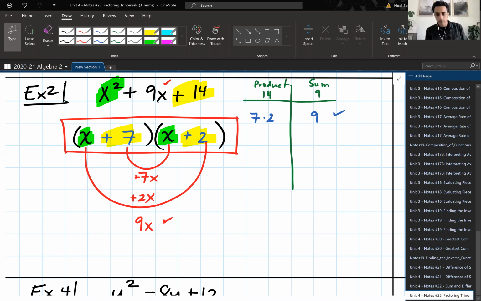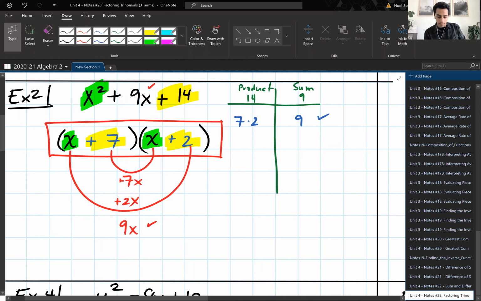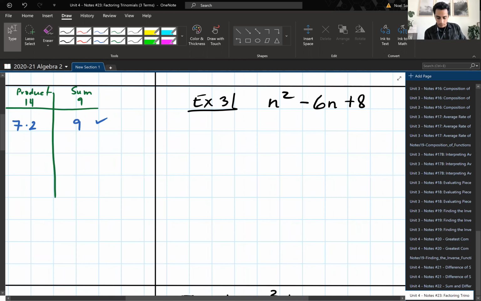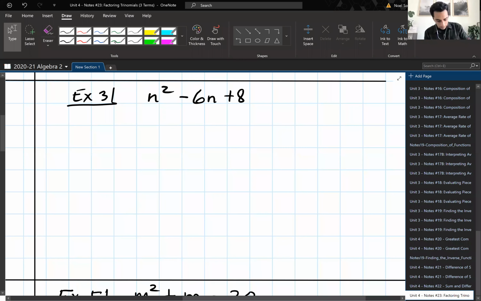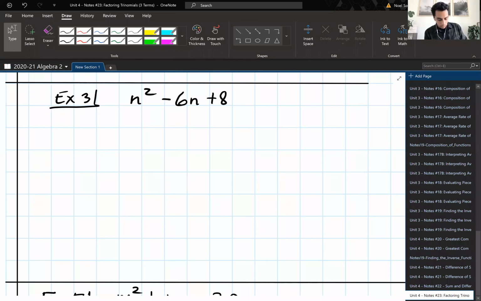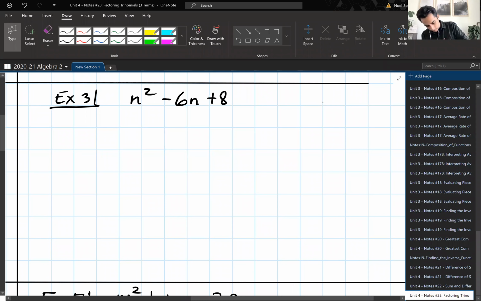Okay, let's move on to example 3. Okay. So here's what we want to do now. Another t-table. I want my product to be positive 8, but I want the sum of the numbers to be negative 6.